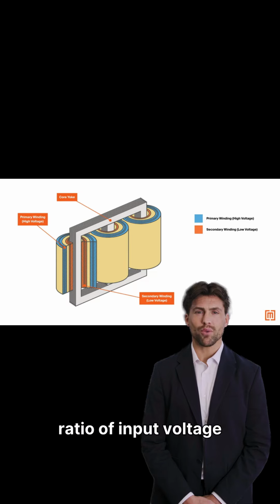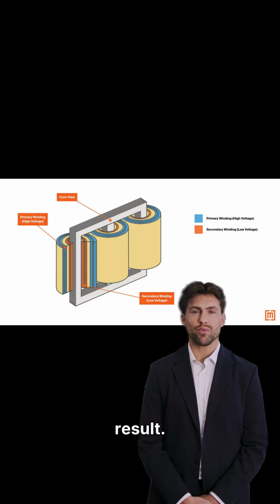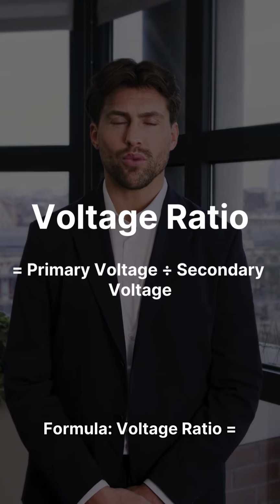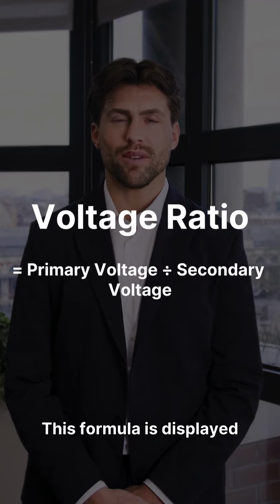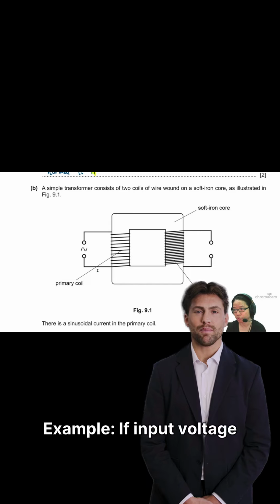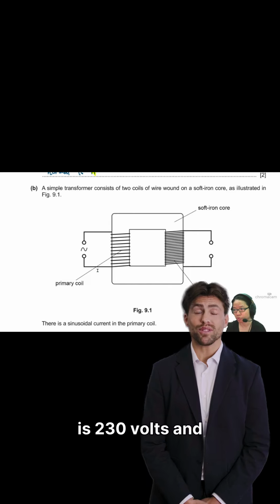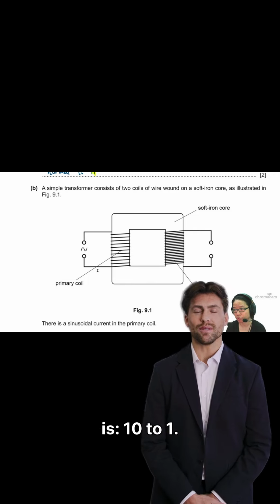Voltage ratio is the ratio of input voltage to output voltage. This is an electrical result. Formula: voltage ratio equals primary voltage divided by secondary voltage. This formula is displayed prominently on screen. Example: if input voltage is 230 volts and output voltage is 23 volts, the voltage ratio is 10:1.